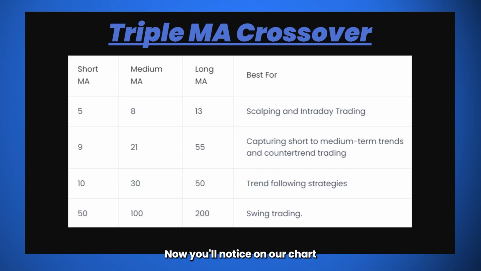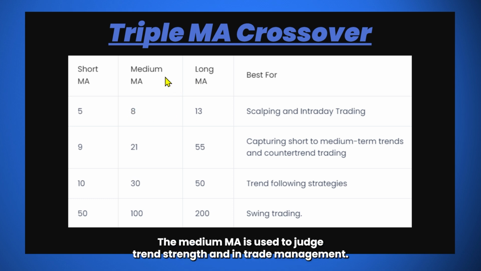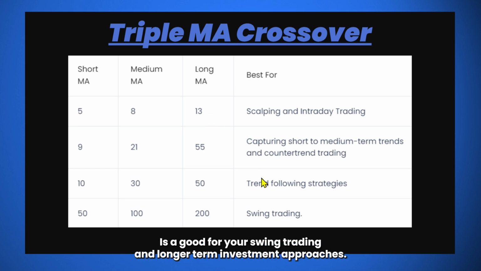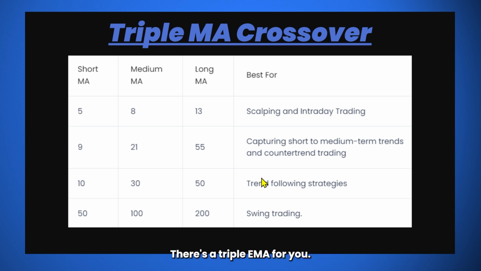Now you'll notice on our chart here, we do use 3 EMAs for our triple MA strategy. Each one of them, the periodicities are different. The medium MA is used to judge trend strength and in trade management. We're going to cover that a little bit later in the video, but there's truly a triple MA for everybody. A 5-8-13 takes you right into intraday scalping on real short time frames, all the way down to a 50, 100, 200, which is good for your swing trading and longer term investment approaches. There's a triple MA for you. You just got to figure out which one you want to use.